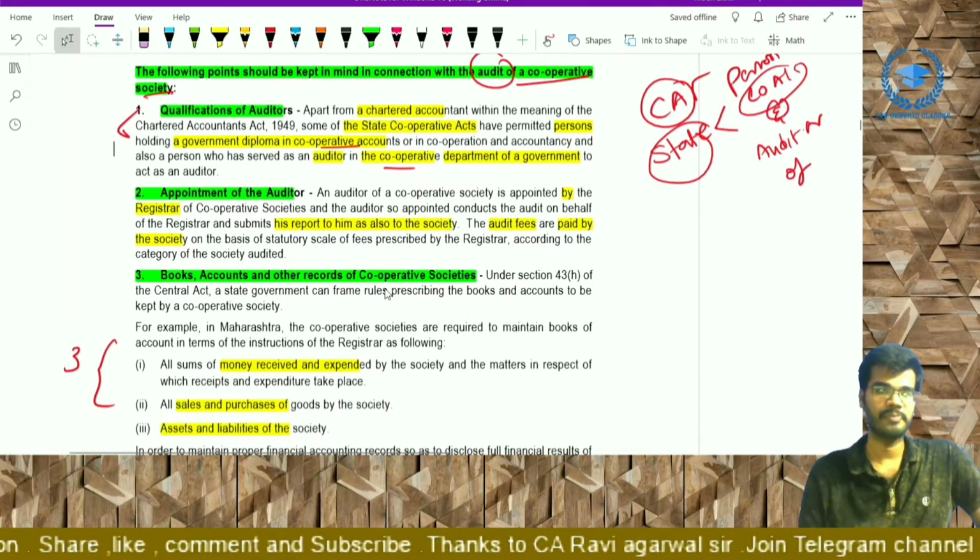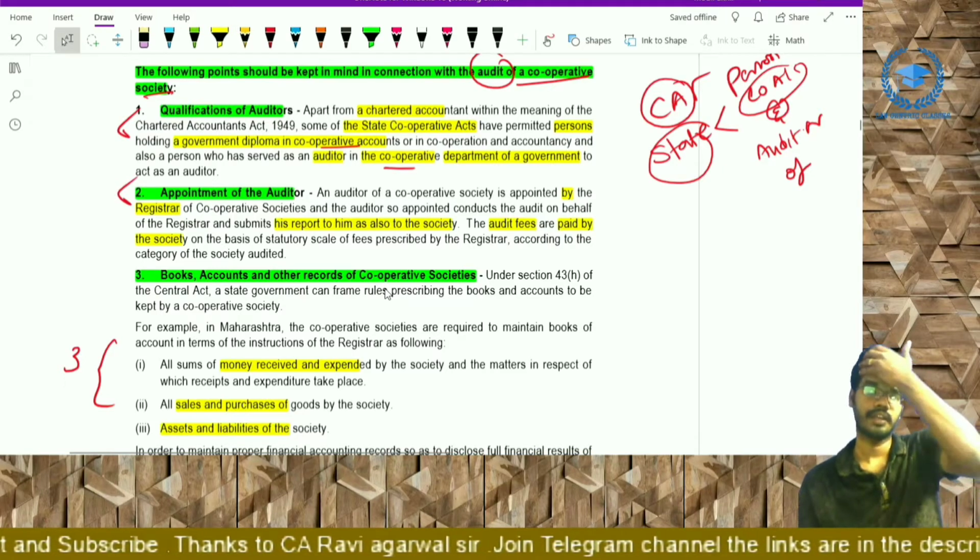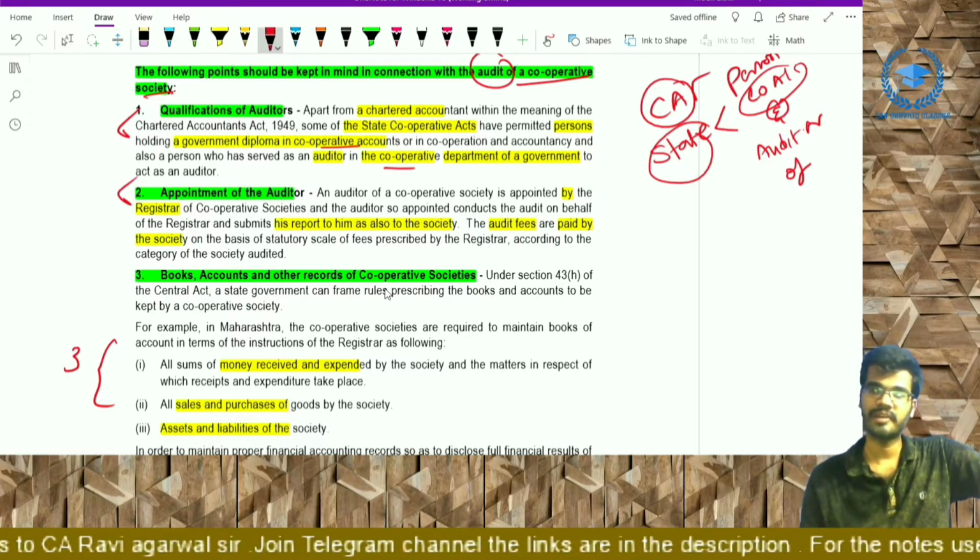And next, coming to the appointment of auditor. What is the appointment of auditor? An auditor of cooperative societies is required to be appointed by whom?